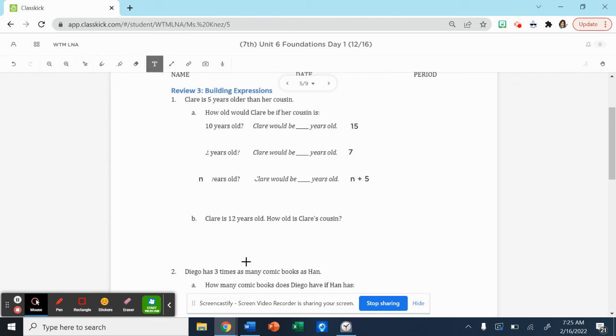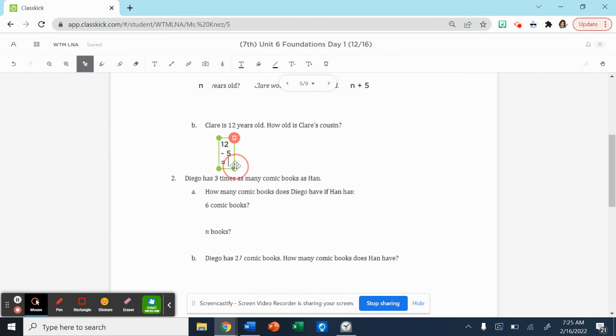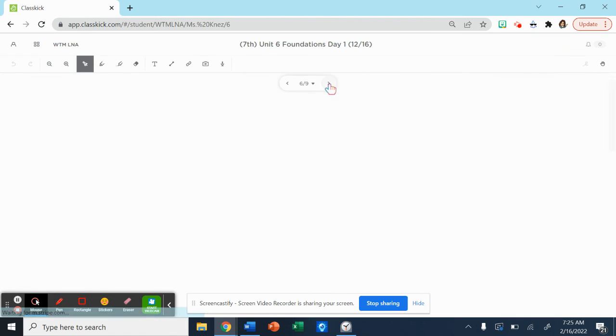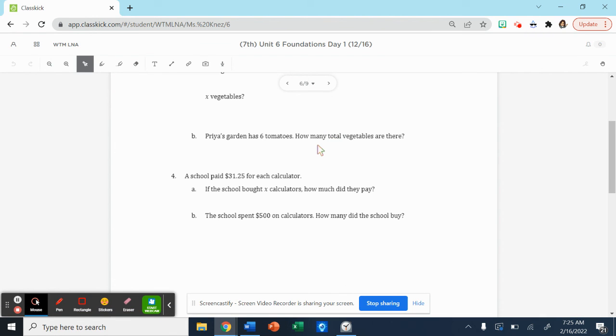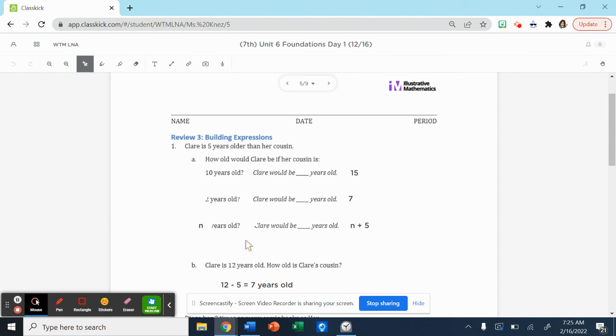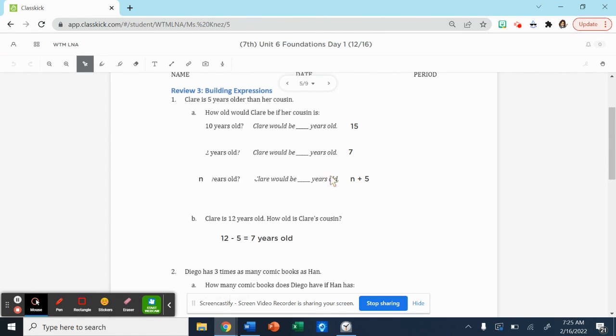Now, if we have to work in reverse, if we know Claire's age and we need to find her cousin's age, instead of adding 5, we'll subtract. We have Claire's age of 12, we take away 5 years, and we know her cousin is 7 years old. You're responsible for completing questions 2 and 3 and 4 on slides 5 and 6. They're all answered just like question 1, which I just showed here.